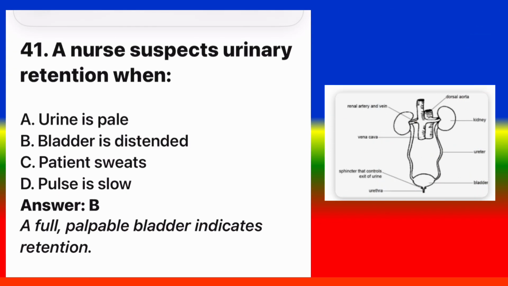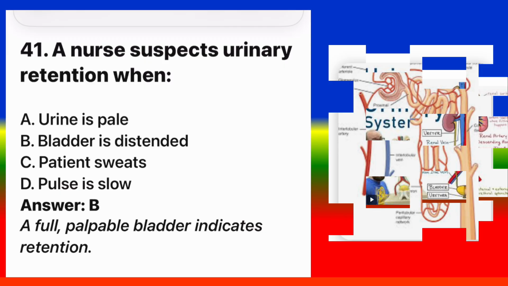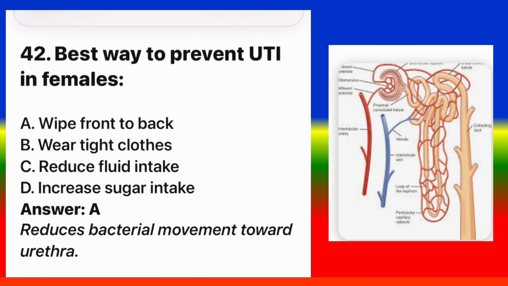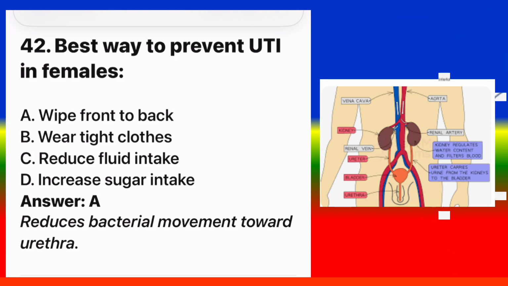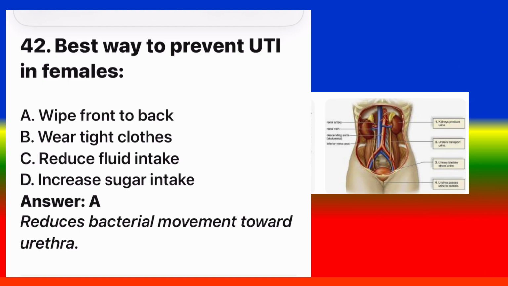41, a nurse suspects urinary retention when: A, urine is pale; B, bladder is distended; C, patient sweats; D, pulse is slow. Answer B. A full palpable bladder indicates retention. 42, best way to prevent UTI in females: A, wipe front to back; B, wear tight clothes; C, reduce fluid intake; D, increase sugar intake. Answer A, reduces bacterial movement toward the urethra.